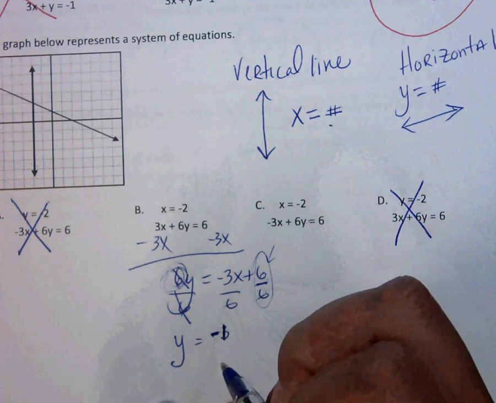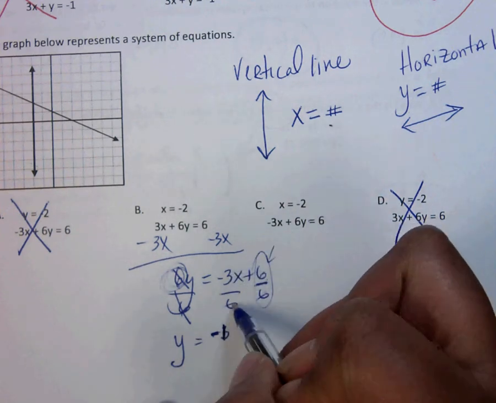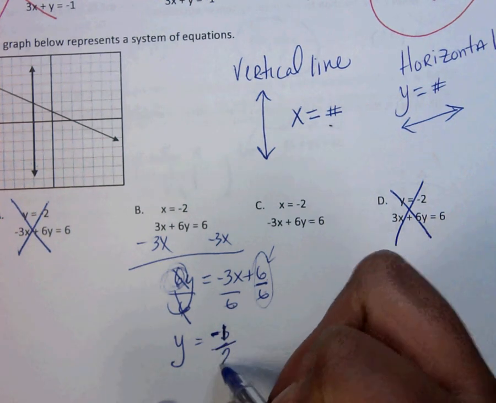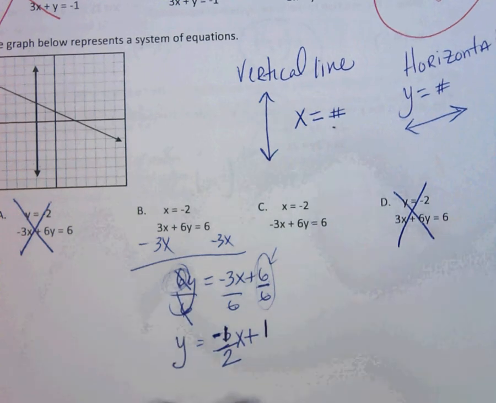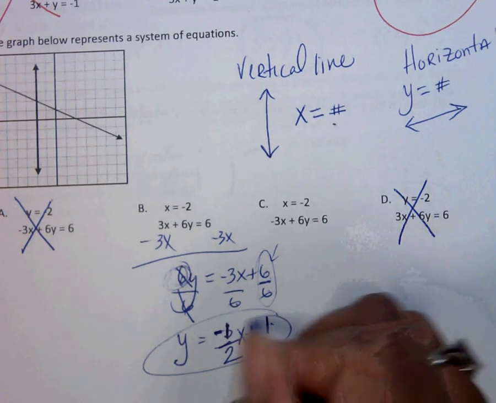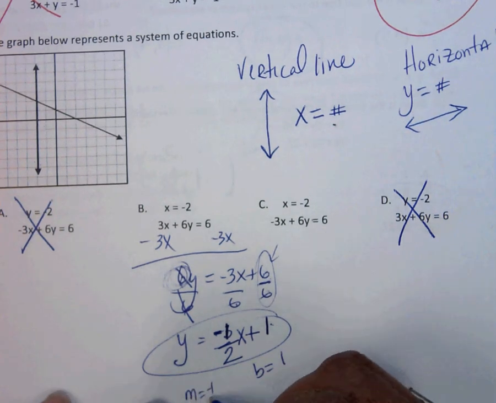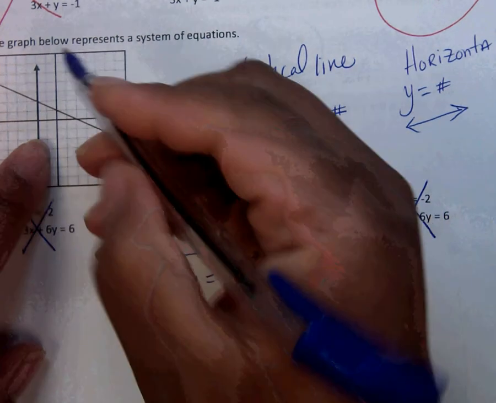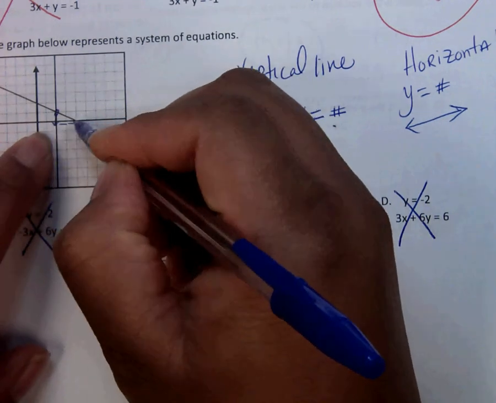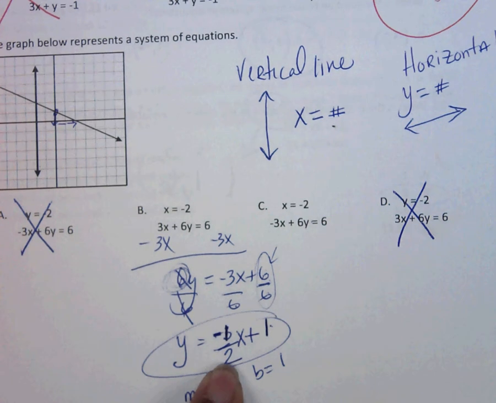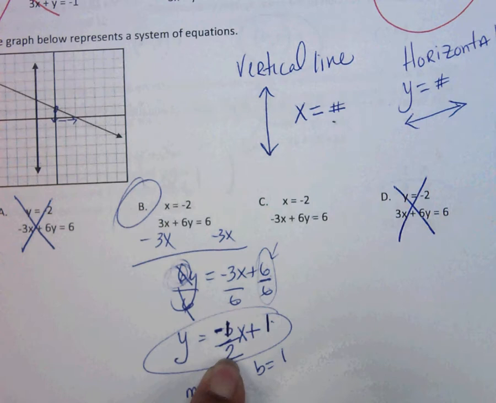And now we're going to reduce. 3 goes into 3 one time. 3 goes into 6 2 times. And put my x, and then that's 1. So now I go to my graph and see, is the b 1? Is the slope -1/2? It is 1. It goes down 1 and right 2. So that is correct. This would be the answer.